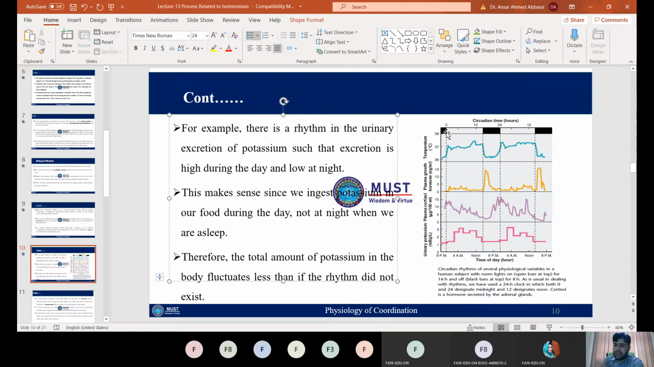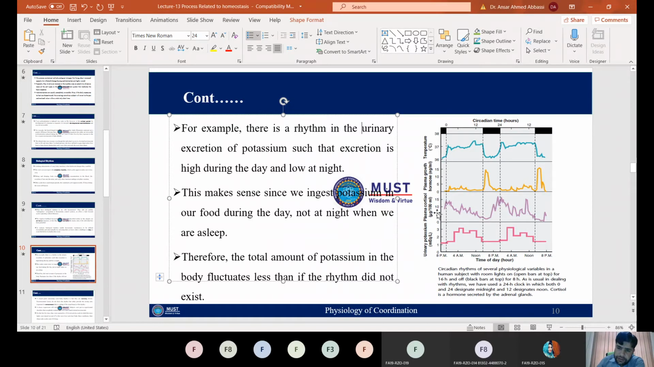When we talk about the circadian rhythm, we have a 24-hour clock or 24-hour cycle, in which both 0 and 24 designate midnight, and 12 designates noon. So for cortisol, here you can see that 0 and 24 basically designate the midnight, and 12 designates the noon. And cortisol is basically a hormone.